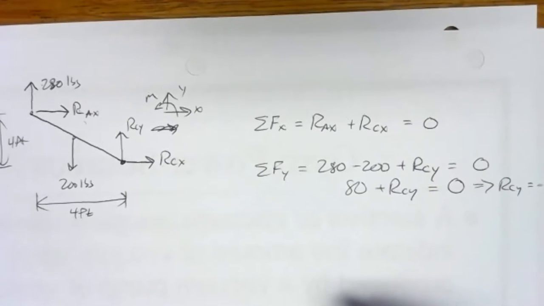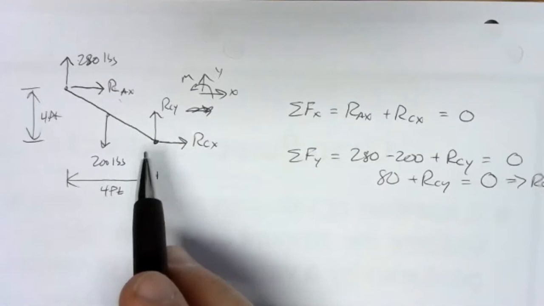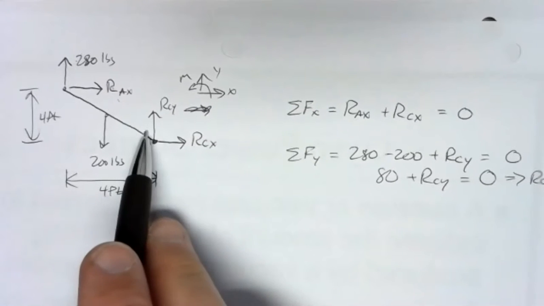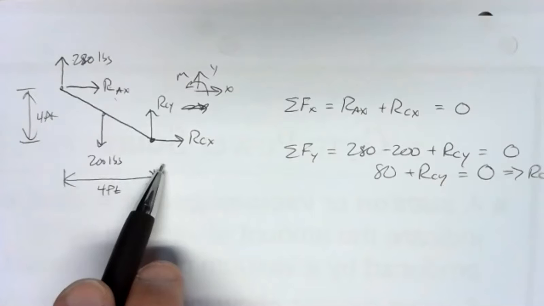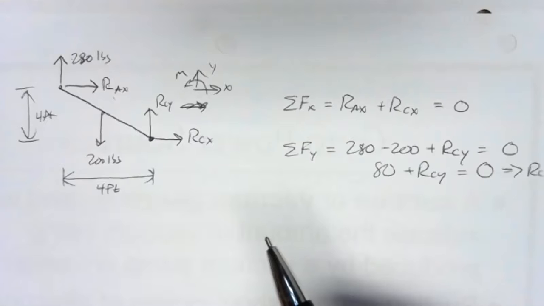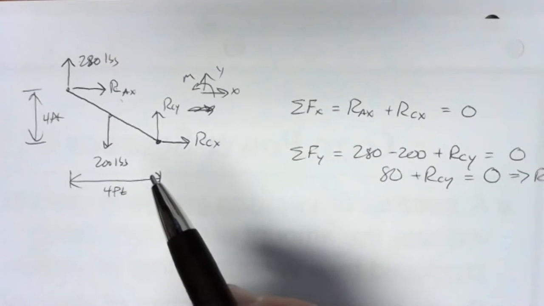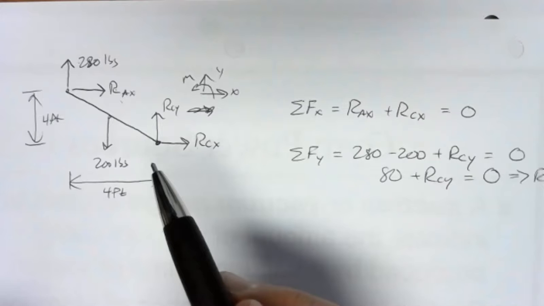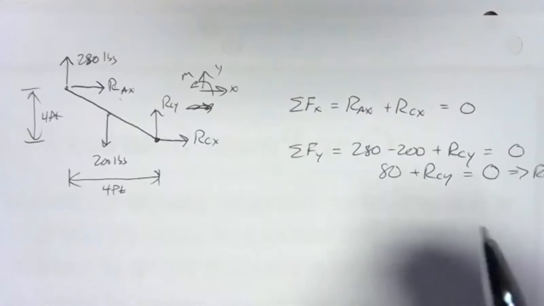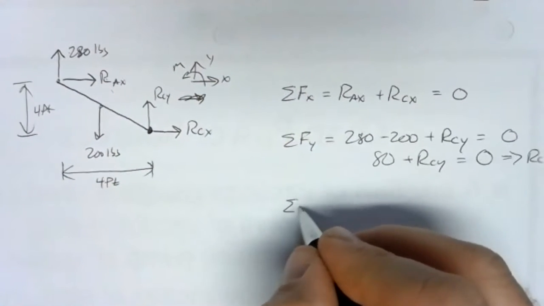Then we need our moment equation. Moments are what get a little bit challenging. You got to be really, really careful with them when you're dealing with slanted members. This one's not too bad because we don't have that many unknowns here. If we had more unknowns, it would be a little bit harder, but you got to make sure you don't miss any moments.